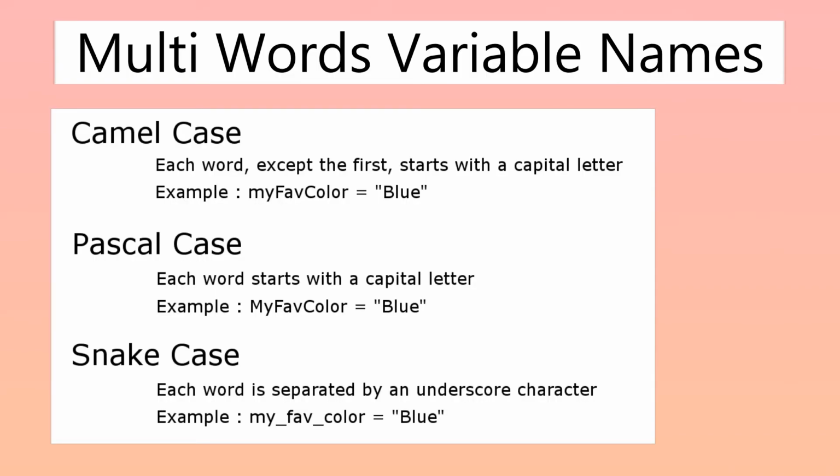Variable names with more than one word can be difficult to read, so we can use these methods to make them more readable. Let's talk about camel case first. Each word except the first one starts with a capital letter. And next, Pascal case, in which each word starts with a capital letter. And finally we have snake case, in which each word is separated by an underscore character.